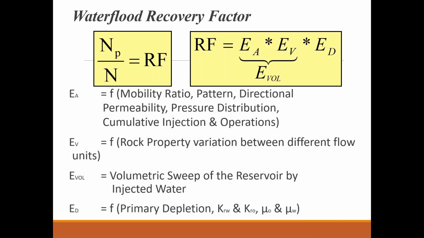If you consider only aerial sweep efficiency, it depends on various factors like mobility ratio, the pattern that we have selected, such as line drive, staggered line drive, 5 spot, 7 spot, or 9 spot, and directional permeability. Let me give you some more detail on what directional permeability is. Let's suppose this is a particular reservoir. I think you all might know this fact that permeability has 3 components.